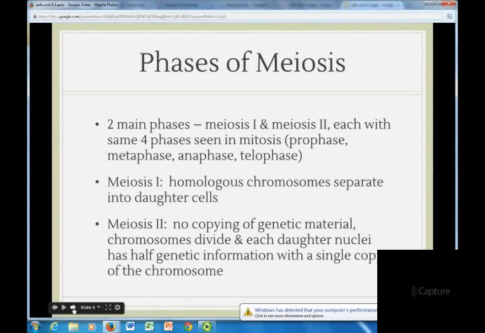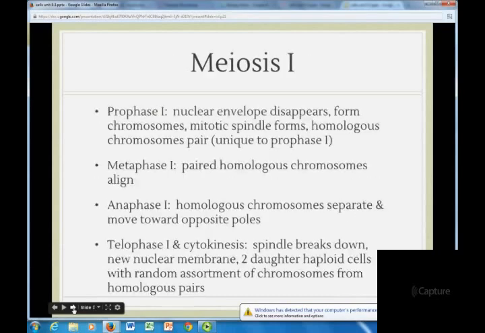In meiosis 1, the homologous chromosomes will separate into daughter cells. In meiosis 2, there is no copying of the genetic information. The chromosomes divide, and each daughter nuclei has half the genetic information with a single copy of the chromosome.